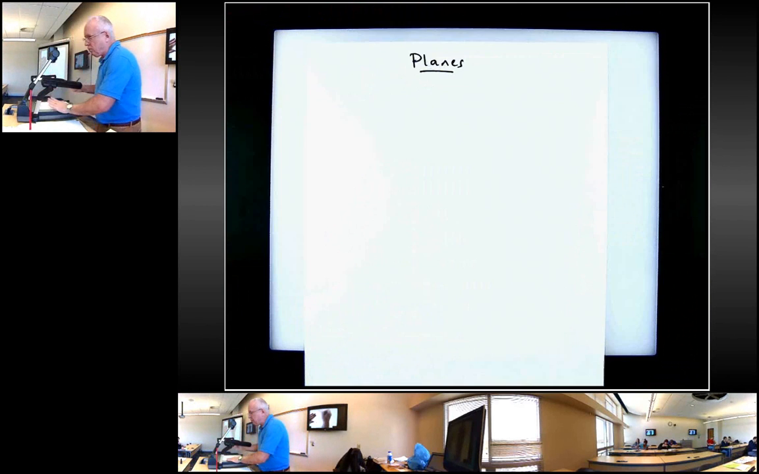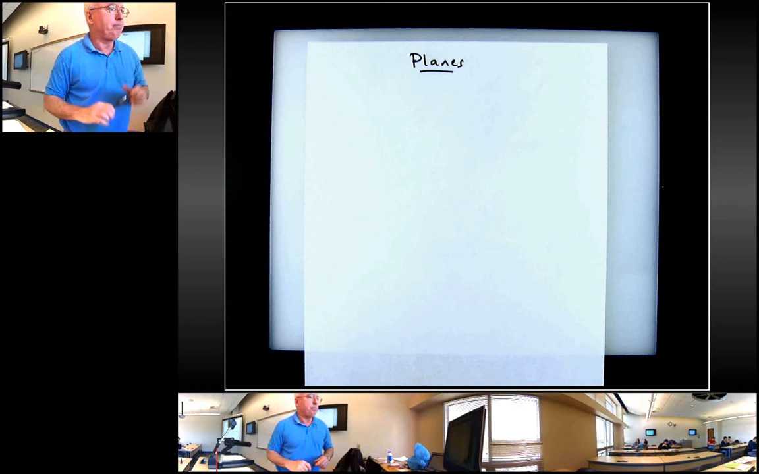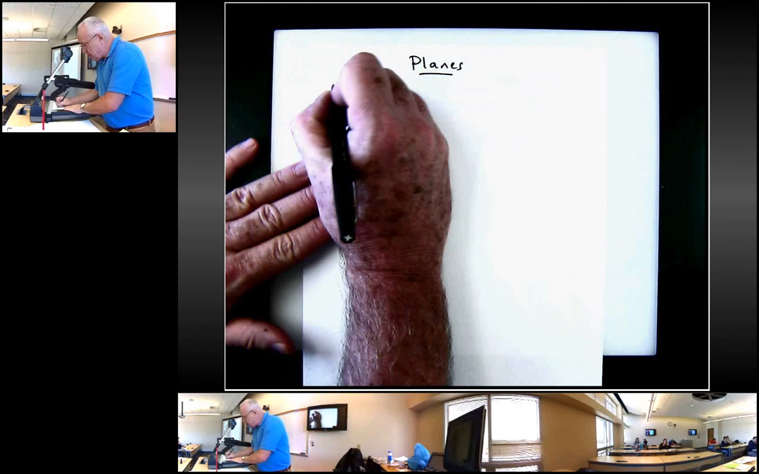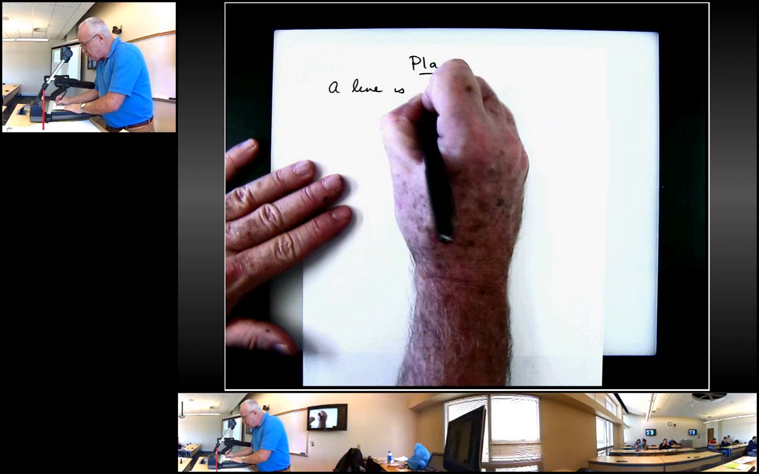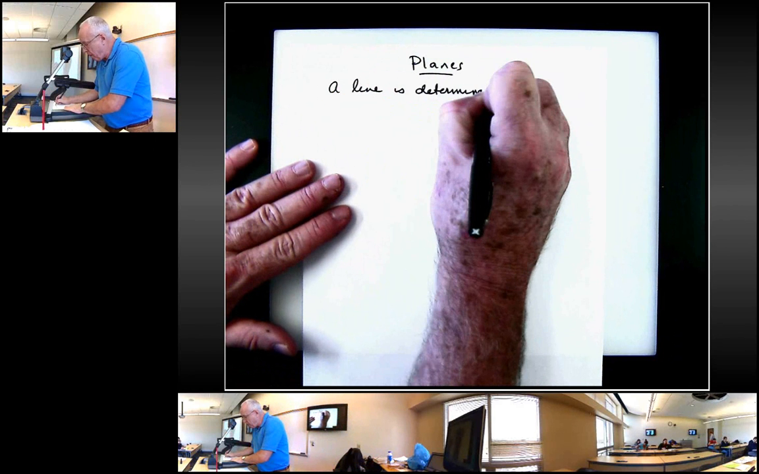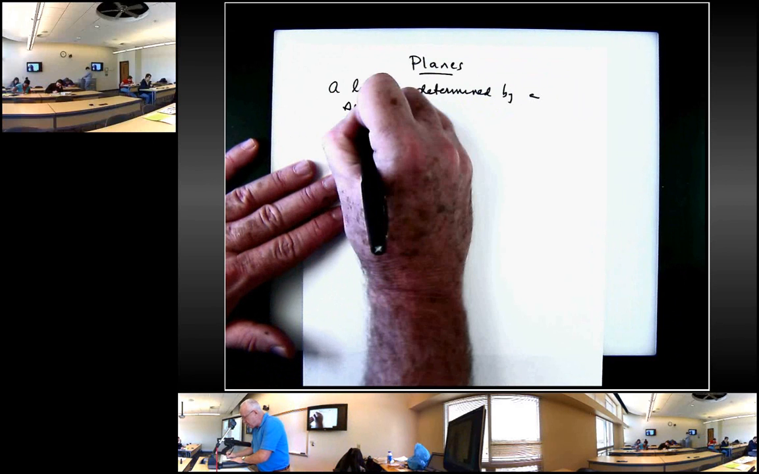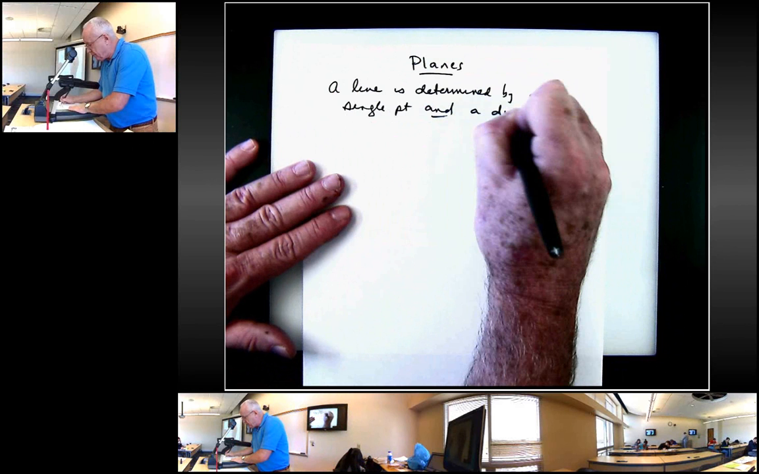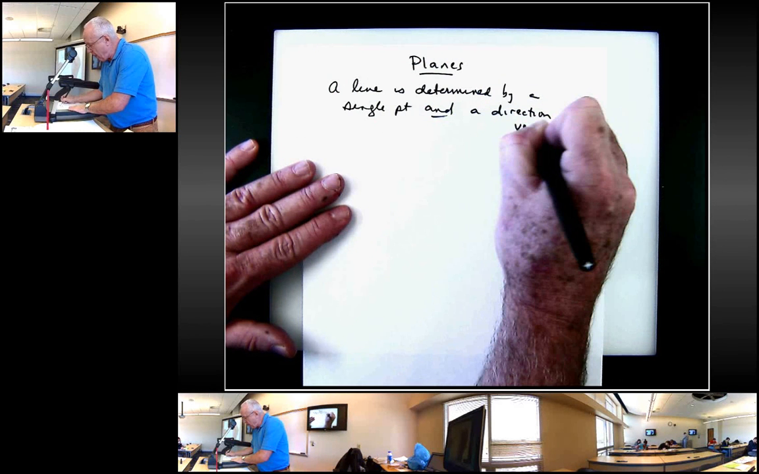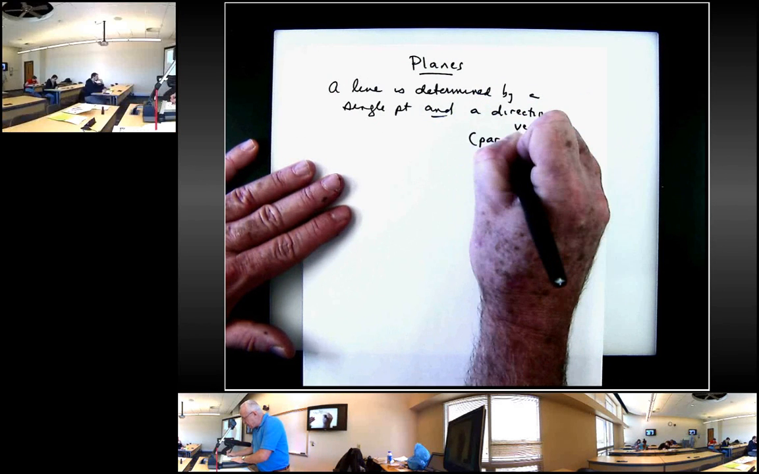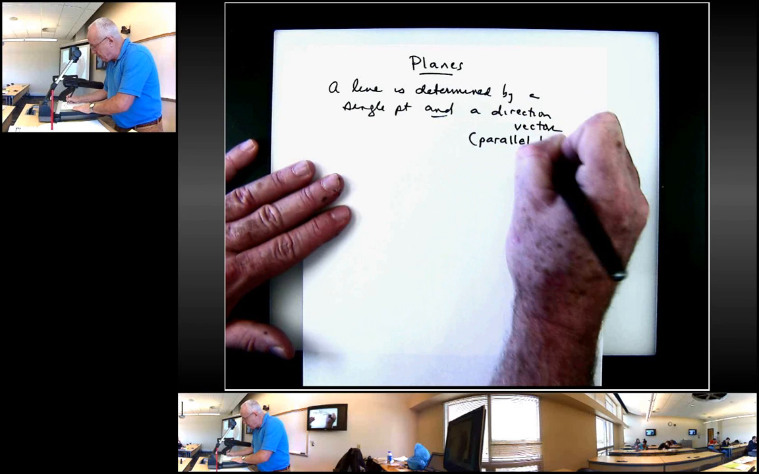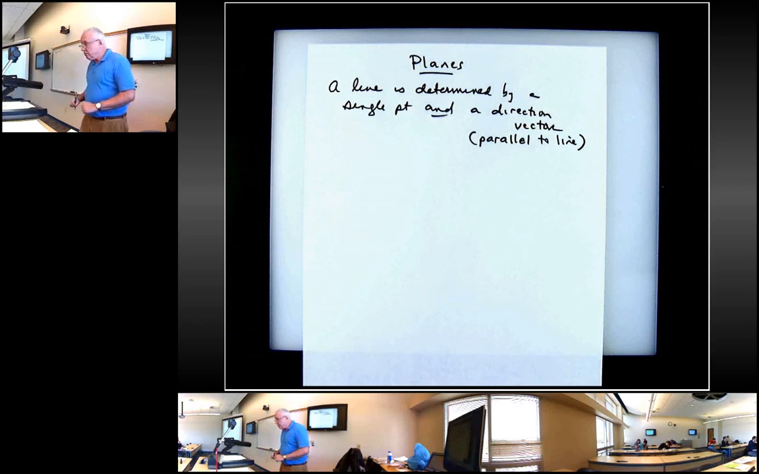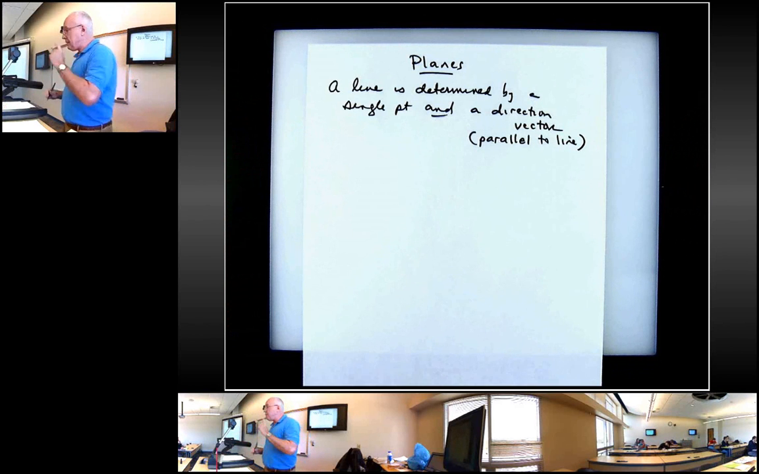So let me repeat the one fact that I want to really emphasize here about lines. So this is a repeat. A line is determined by a single point and a direction vector. And this direction vector is parallel to the line. Okay. A plane is also determined by a single point.